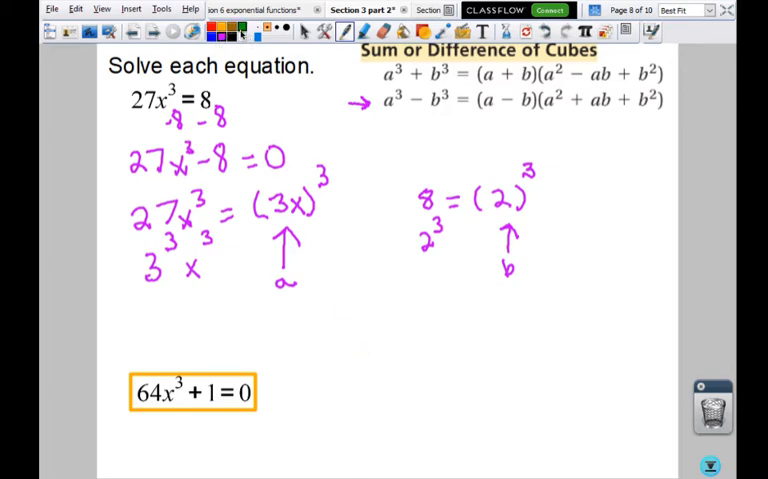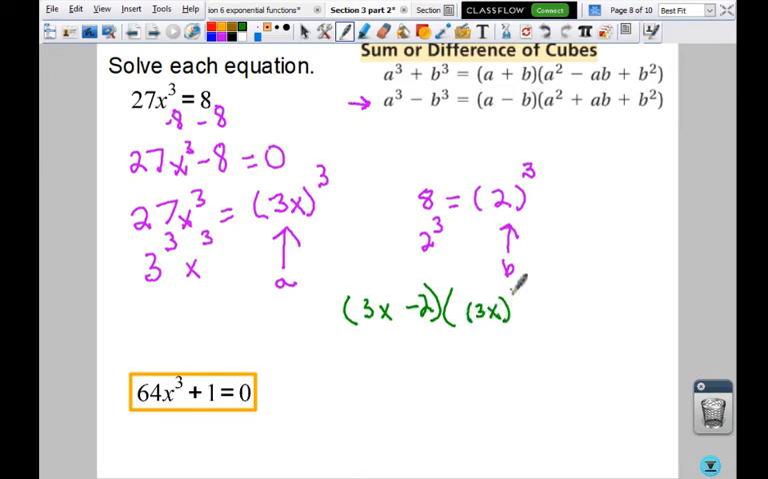Okay, I found A, I found B. I'm going to use this bottom one because I have the minus in my problem. And I'm going to fill in every A and B with actual numbers now. So I'm going to go parentheses instead of A. A is 3x minus B is 2. Second parenthesis. Because it's an A squared, I'm going to have a double parenthesis here.